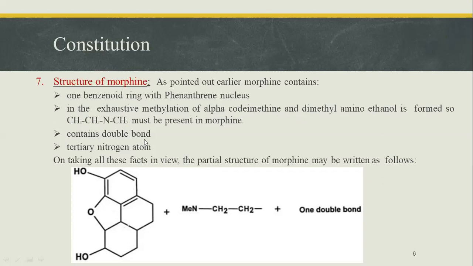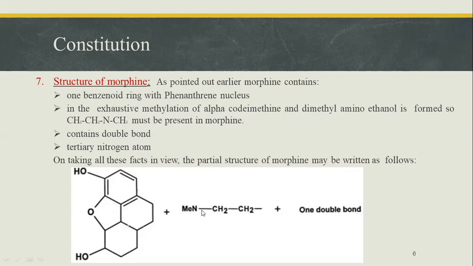And it also contains a double bond. The nitrogen is found to be tertiary in nature. Based on these reactions, we can write the following structure for morphine. So this is the phenanthrene nucleus having 1 hydroxy on the aromatic ring and ether linkage and another hydroxy.